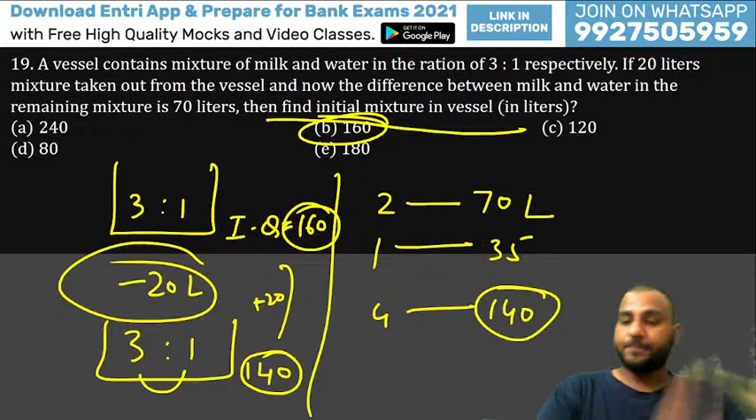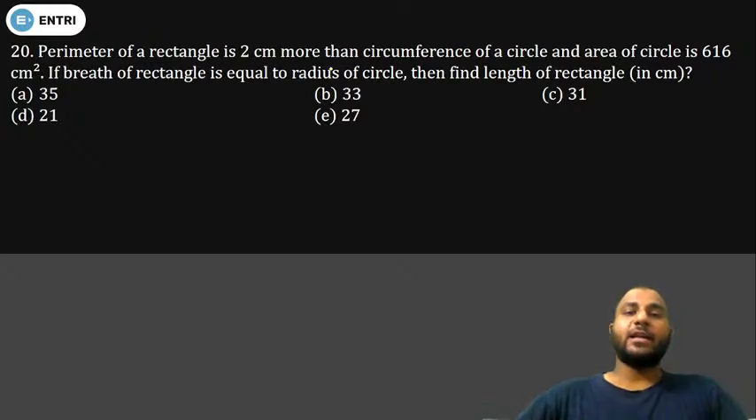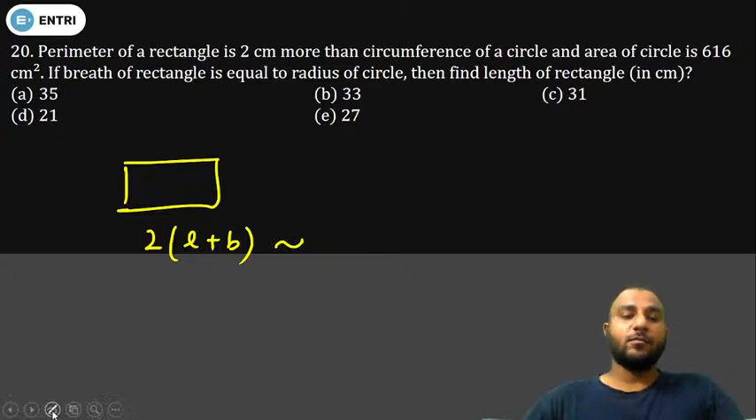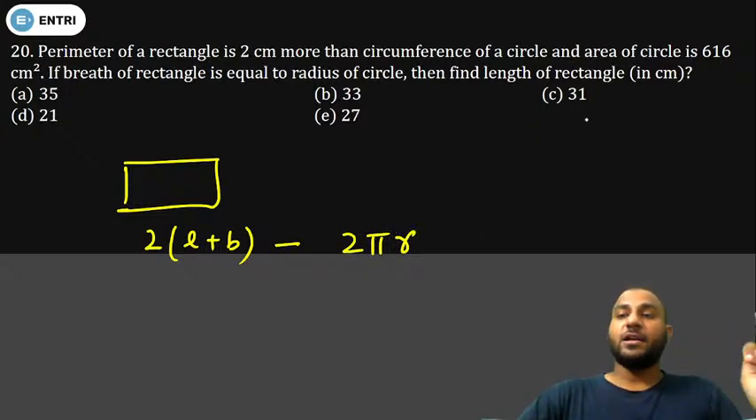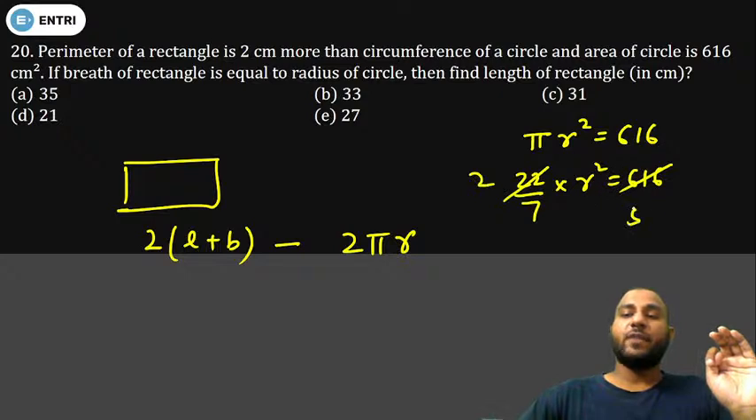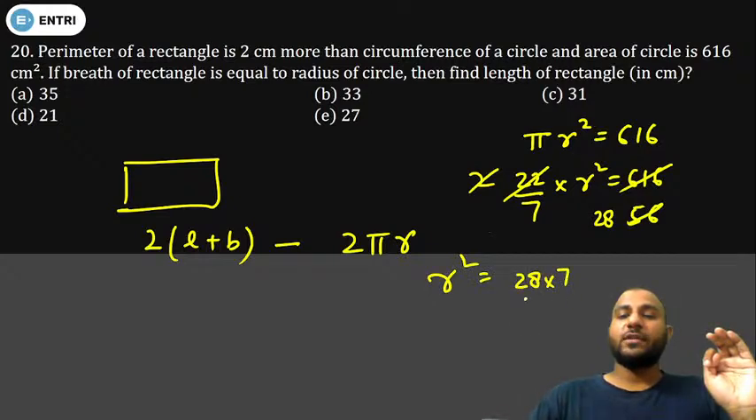Remember this one. Next, the perimeter of a rectangle is 2 cm more than the circumference of a circle. So clearly the perimeter is 2(L plus B), minus 2 pi r. But here is the catch, because the area of the circle has been given. So pi r square equals 616. So 22 by 7 into r square is equal to 616. So clearly r square equals 28 into 7, which means 4 into 7 into 7, which means the radius comes as 14.